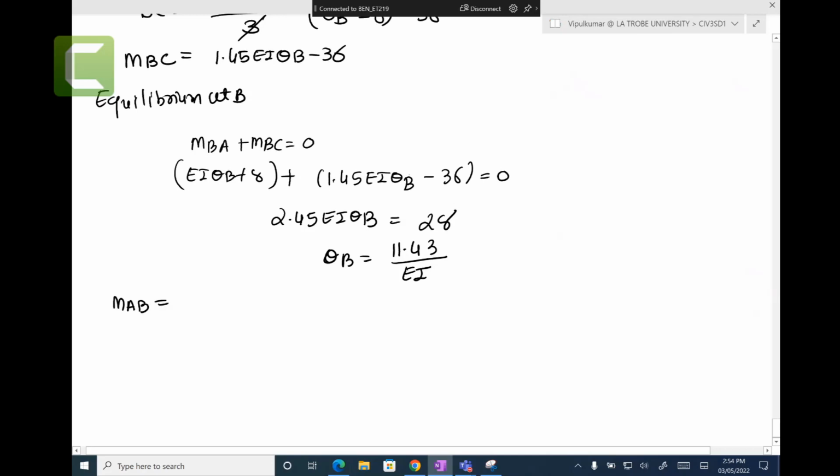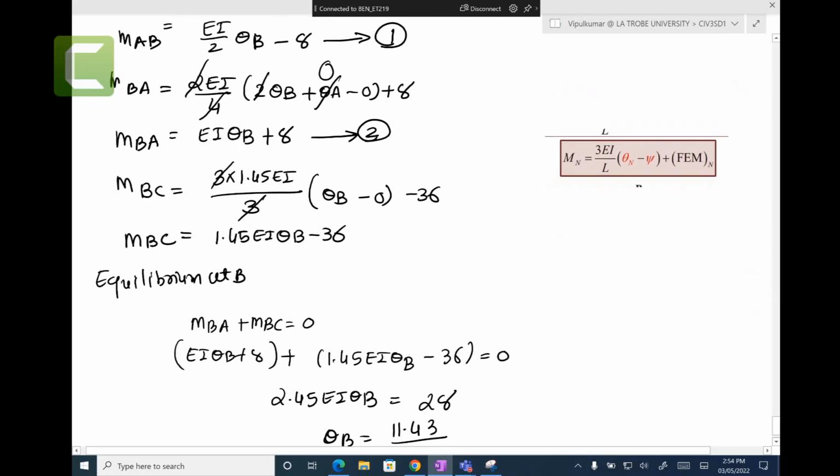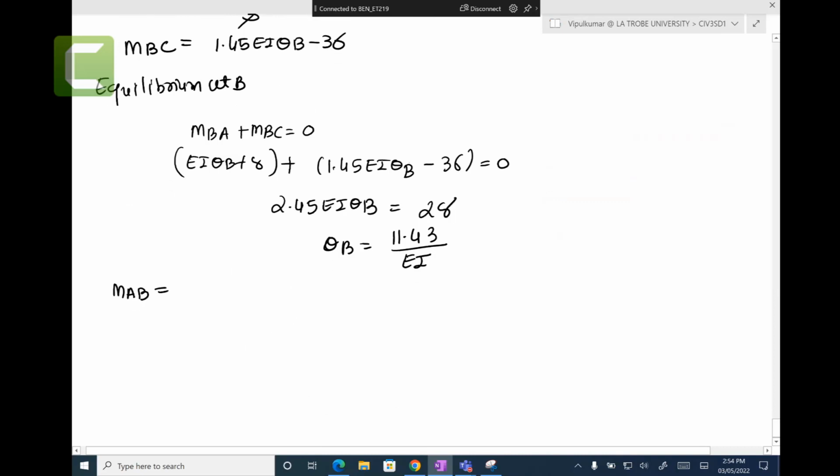MAB equals EI on 2 theta B minus 8. EI on 2 times 11.43 on EI minus 8. That is 3.43 kilonewton meters.